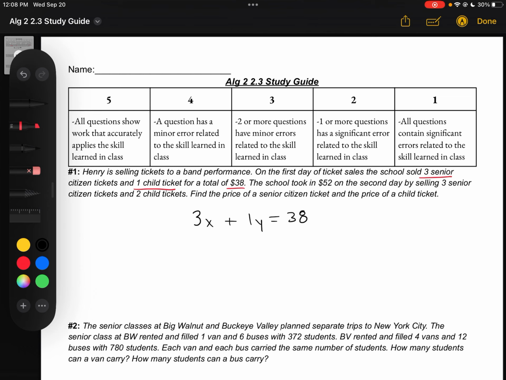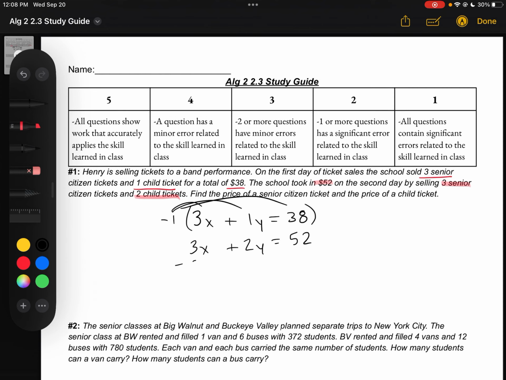And then the second one is, taking a look here, again 3 senior, this time 2 child, and a total of 52. So 3 senior, 2 child, total of 52. And then we are able to substitute or eliminate whichever one we prefer.